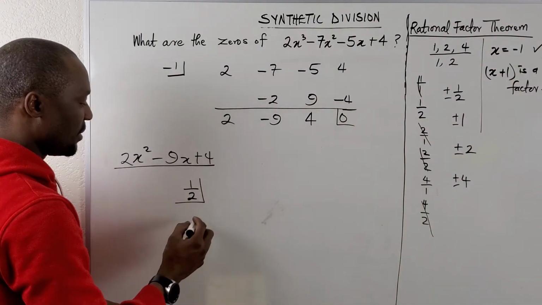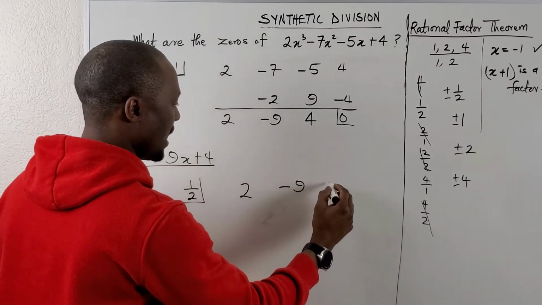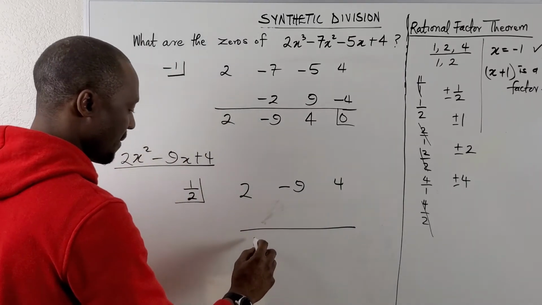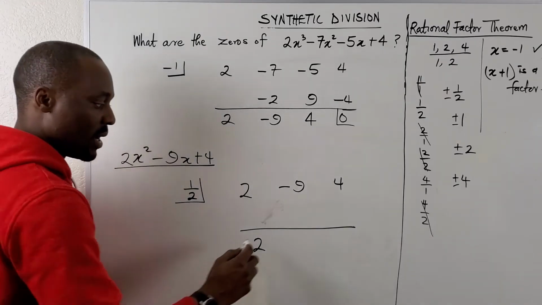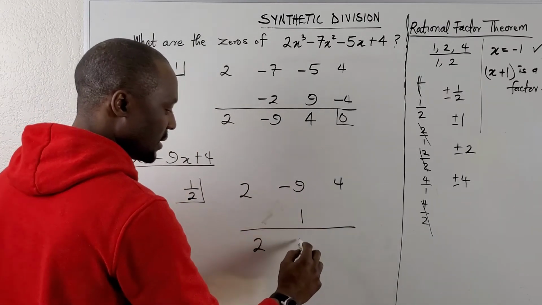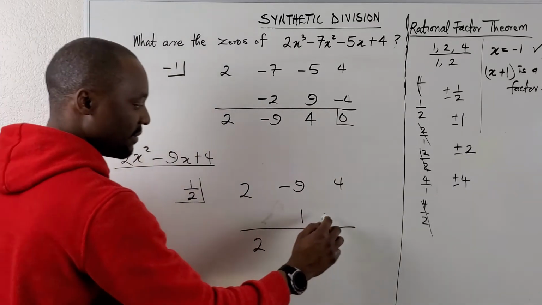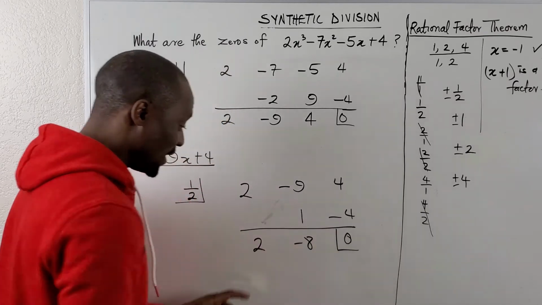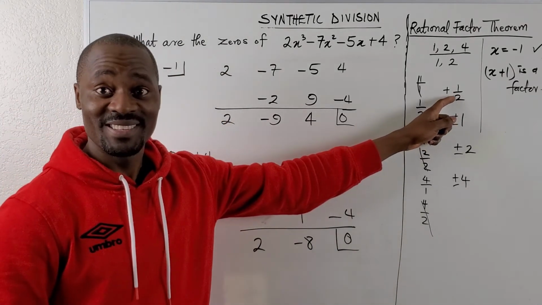So let's put this here. This is going to be 2, -9, and 4. So you drop this down. 2 times half is 1. This is -8. -8 times half is -4. Ooh, it worked. That's it. So it tells us that this half works.